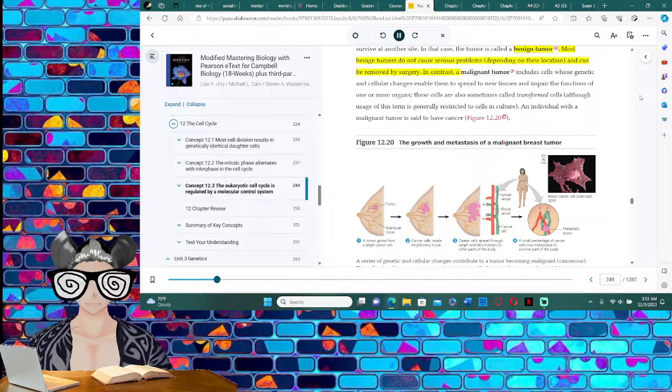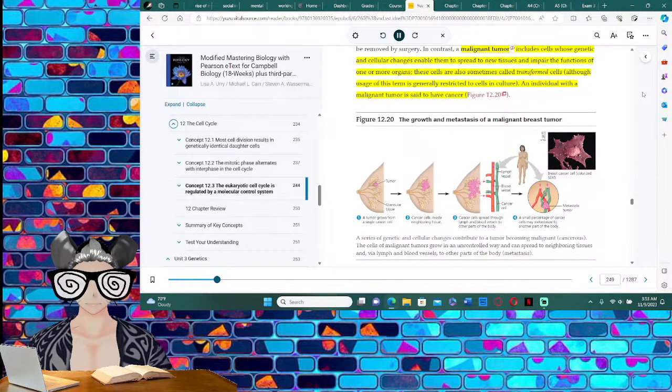In contrast, a malignant tumor includes cells whose genetic and cellular changes enable them to spread to new tissues and impair the functions of one or more organs. These cells are also sometimes called transformed cells, although usage of this term is generally restricted to cells in culture. An individual with a malignant tumor is said to have cancer.